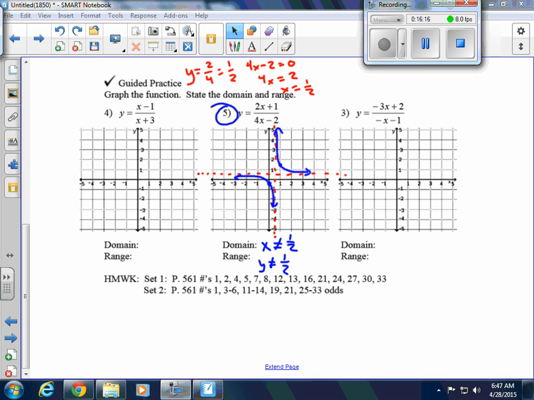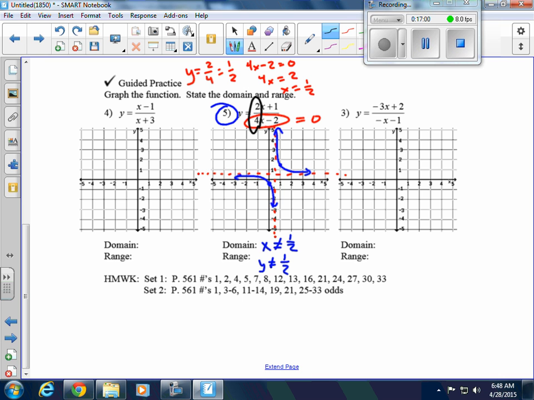And here is the graph of guided practice question number 5. Notice in both cases the domain is x cannot equal 1/2 and the range is y cannot equal 1/2. The domain comes from setting the denominator equal to 0 and then solving it, so x cannot be equal to 1/2. The range comes from taking the leading coefficients, if they have the same degree, and dividing them, and we get 2/4, which reduces to 1/2. And then you put in a couple of points, and there's your graph.